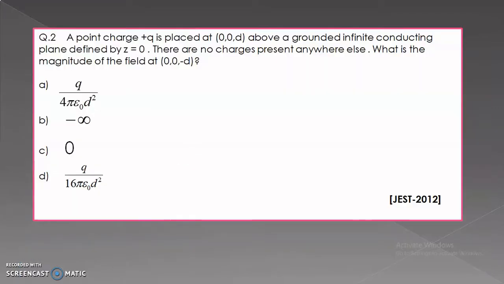Now moving to the second question. Here a point charge plus Q is placed at a distance D from a grounded infinite conducting plane defined at the origin. It is said that there are no charges present anywhere else. So we have to find the magnitude of the field at 0, 0, minus d.